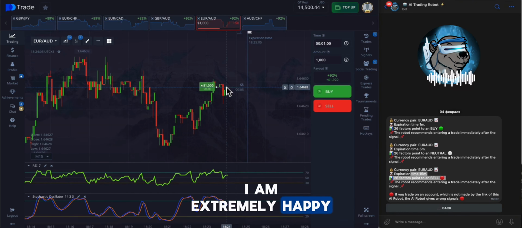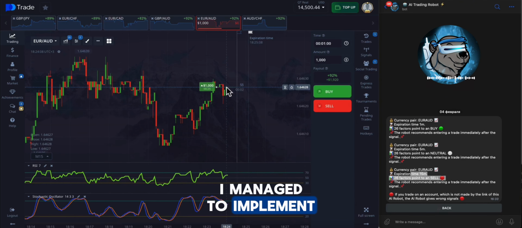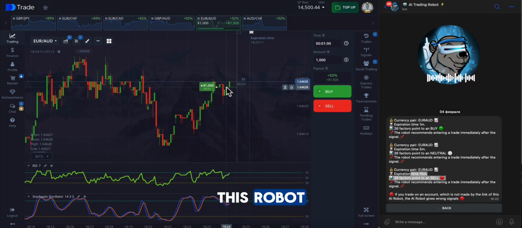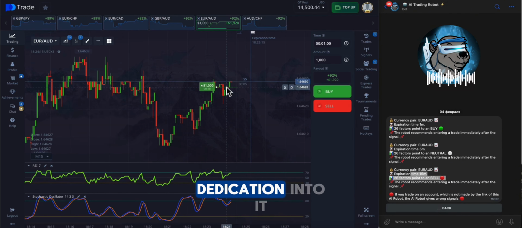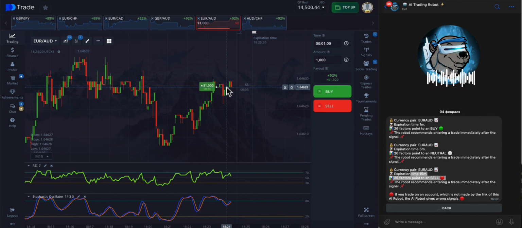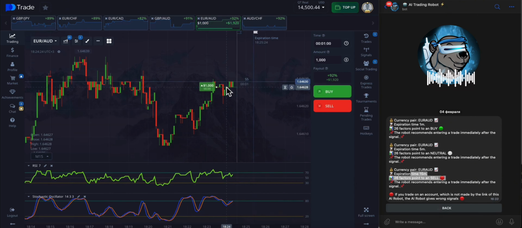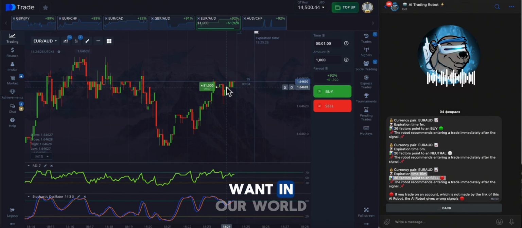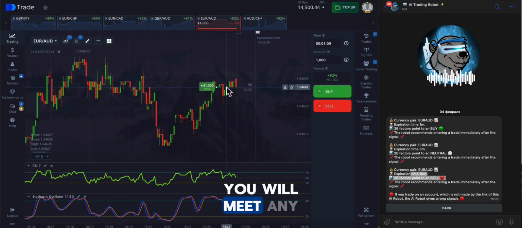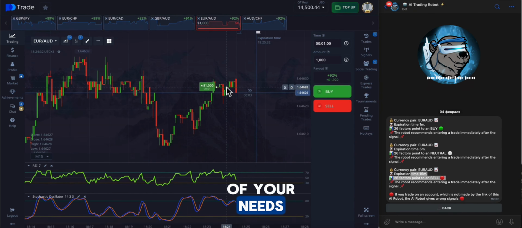I am extremely happy that after 3 years I managed to implement this robot. I invested a lot of money, a lot of effort, and a lot of dedication into it. I hope that this robot will bring you a lot of money and a lot of pleasure, because today money practically decides everything we want in our world. At the very least, I know that with this robot you will meet any of your needs.